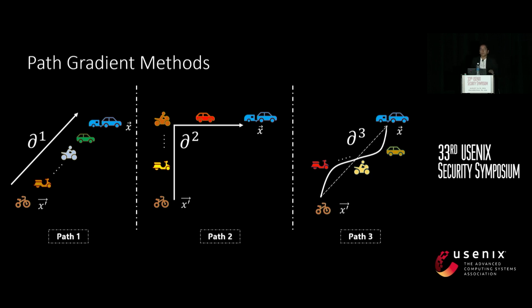The gradient here means that we compute the gradient of the model function, with the interpolated sample as input, with respect to the feature value for which we want to compute the attribution. So this is the definition of the path gradient methods.